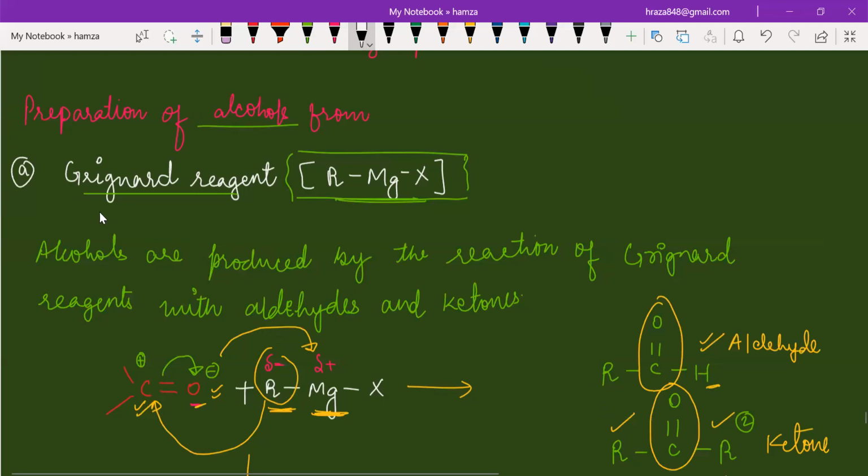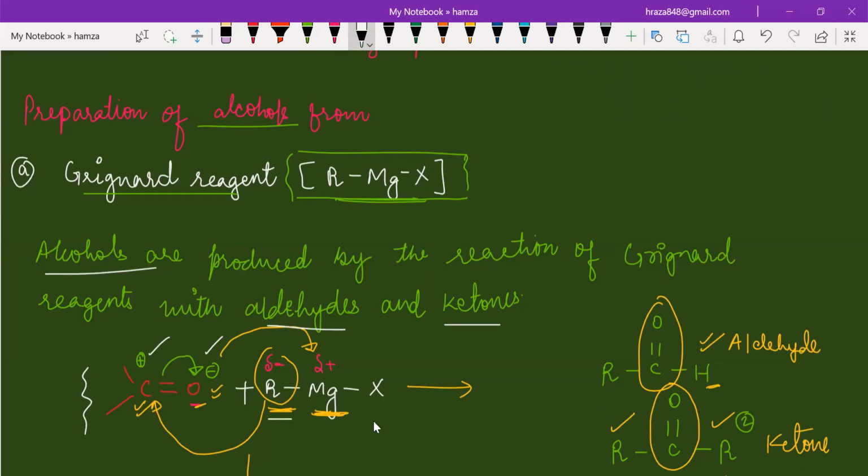Yes, sir. Now see, these alcohols are basically produced by reaction of Grignard reagents with aldehydes or ketones. So I just took a general aldehyde or ketone. This is a ketone. So what will happen? This double bond, C double bond O, as you know oxygen is a more electronegative element, so it will attract or withdraw electrons from carbon. So it will have a negative charge, and carbon will have positive.